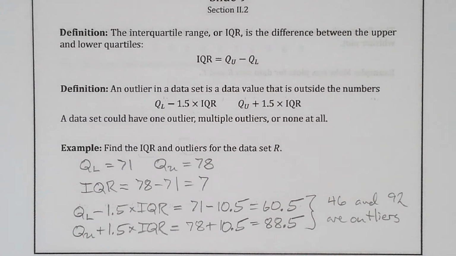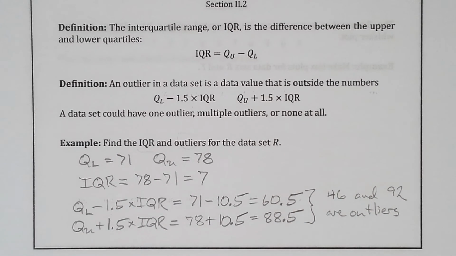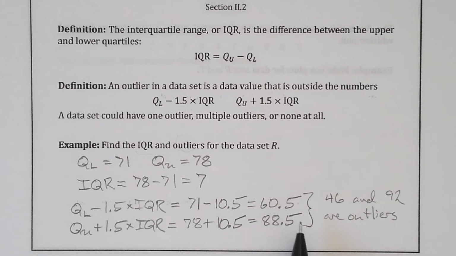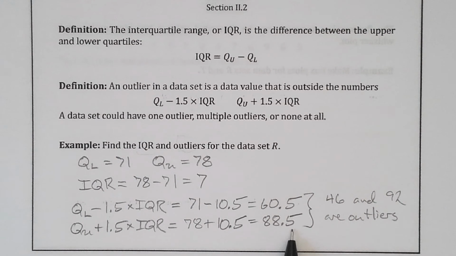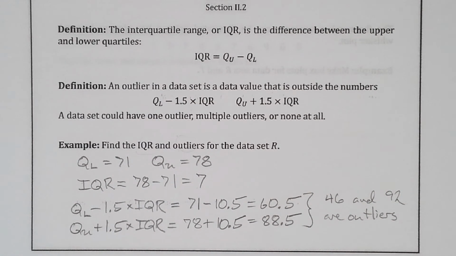Okay, but it's quite possible that you might have just one outlier or none at all. Just remember these two numbers, these are not the outliers. An outlier is a score that lies outside of those two numbers. And there may not be any, or there may just be one at the bottom, or just one at the top, or both, or multiple. You could have two at the bottom and none at the top. It just kind of depends on the data set.